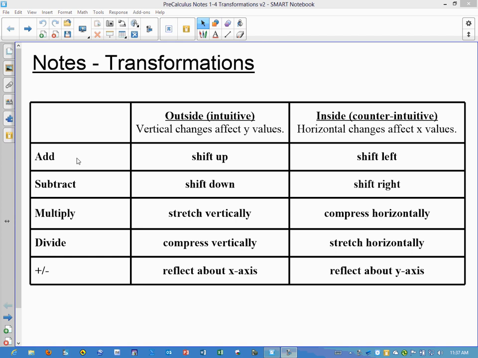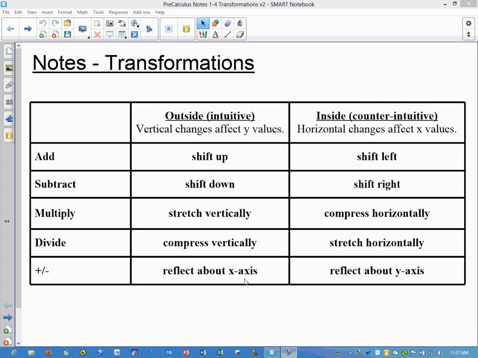So here, if we add something to our function, then outside is a vertical change, so it's going to go up or down, and it's just what you would think. Adding goes up and subtraction goes down. So sticking with the outside, if we multiply or divide, you would think multiplying makes something bigger, and it does. Multiplying is going to stretch your graph vertically, and dividing by a number outside of the parent function will compress your graph vertically. If you change the signs or multiply through by a -1, then that is going to have the effect of reflecting your graph.